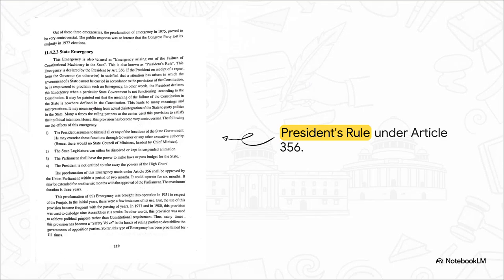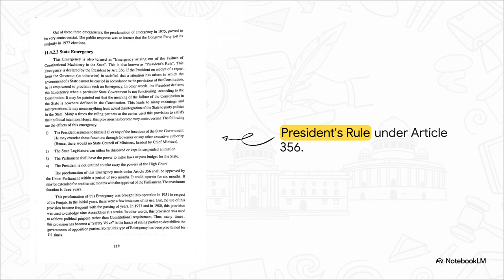You'll usually hear this called President's Rule, or a state emergency. If the president gets a report that a state government just cannot function according to the Constitution, they can basically step in and take over that state's government. The state legislature can be dissolved entirely, and the president assumes the state's executive functions. Now, this is arguably the single most debated provision in the entire Constitution.